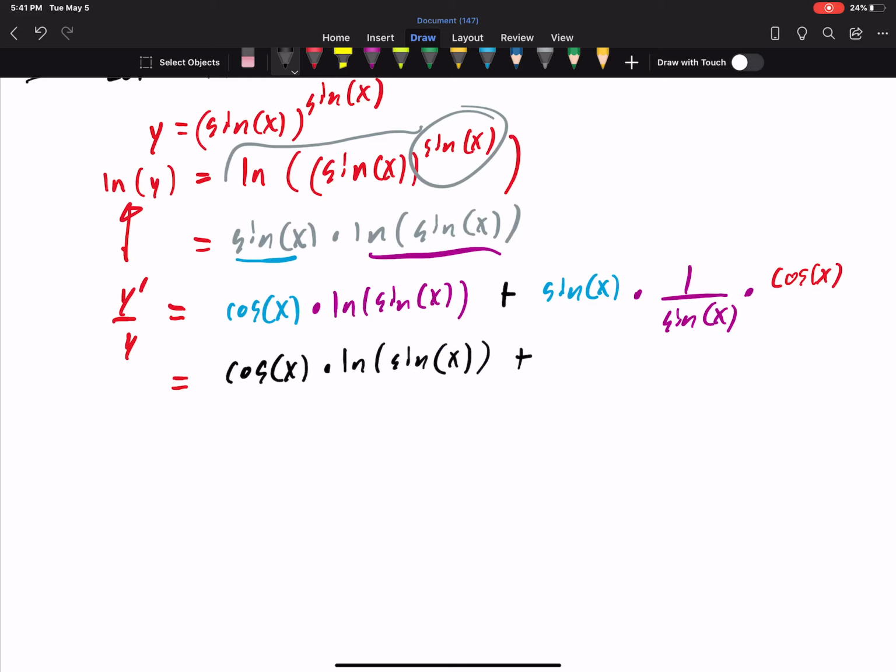Oh, look at that. Sine times 1 over sine. Those kill each other. That's convenient. That's why I like trying to clean things up, because sometimes magic happens.